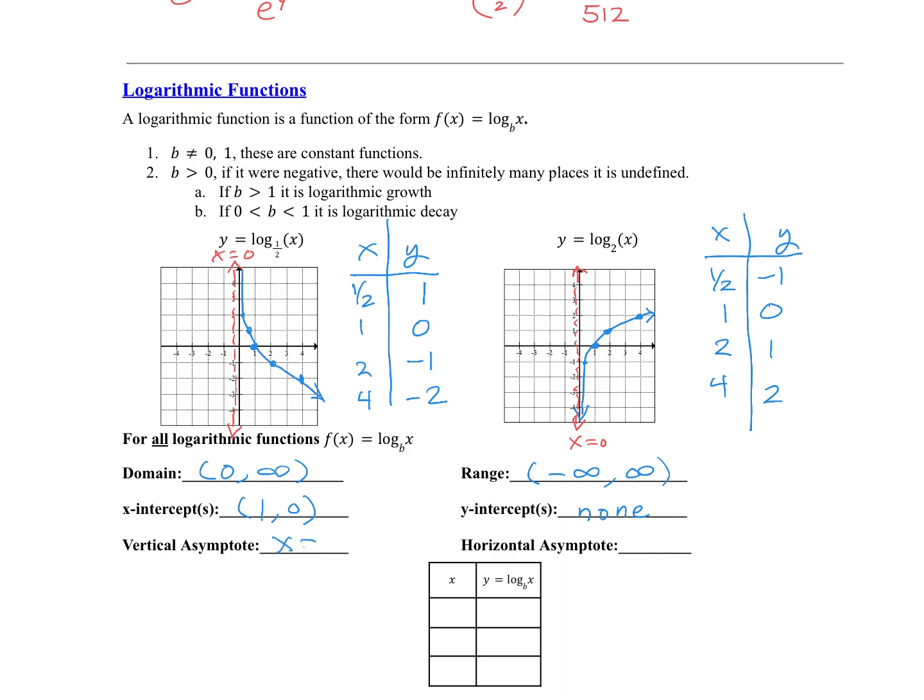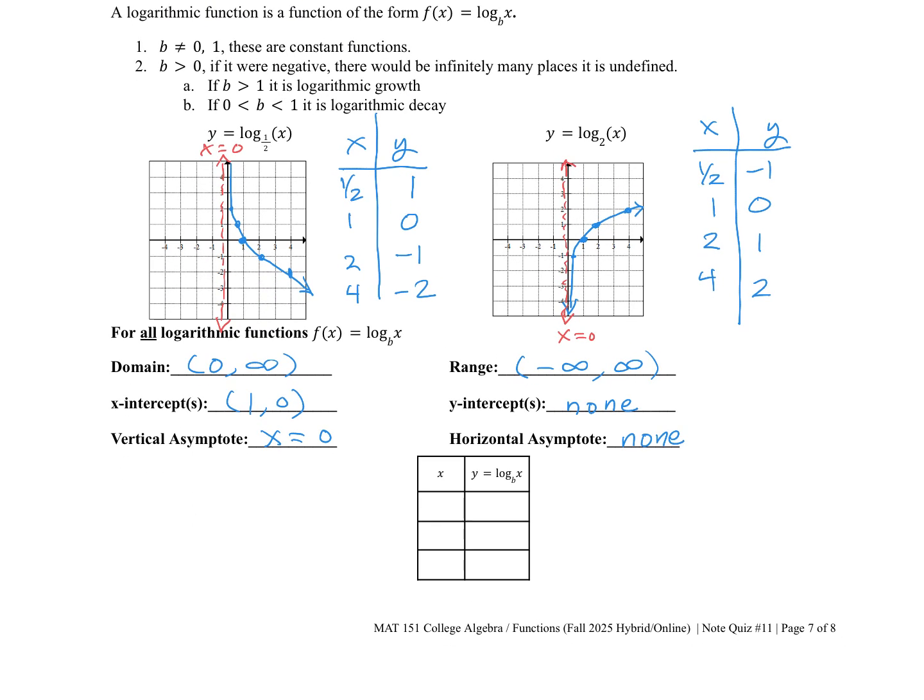I do have a vertical asymptote. It's at x equals 0, and I have no horizontal asymptote. You will notice here that these are the same answers from exponential functions, but they are reversed. And again, don't be surprised. That is the job of the logarithm. It's the inverse, therefore it must reverse.